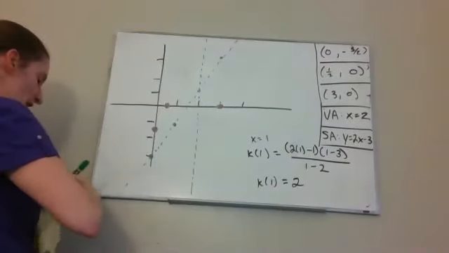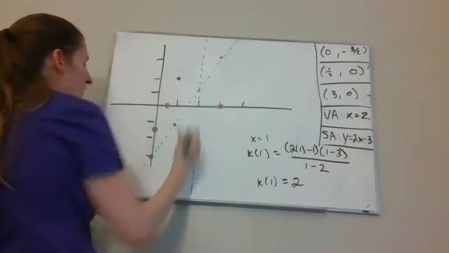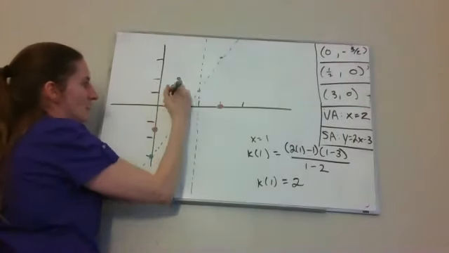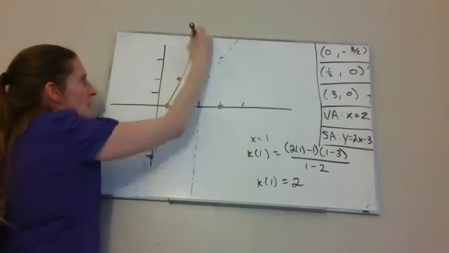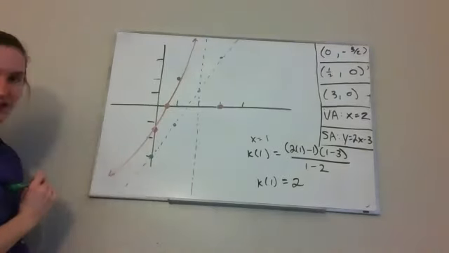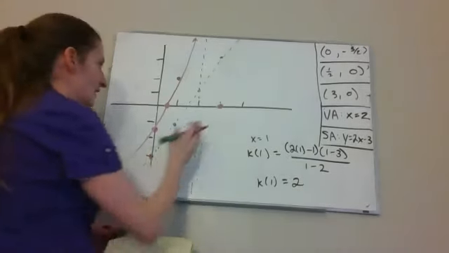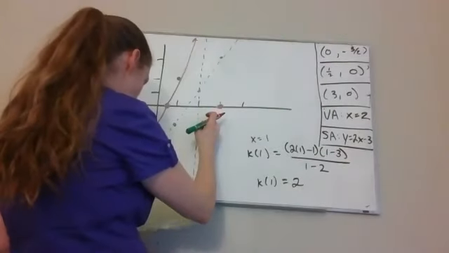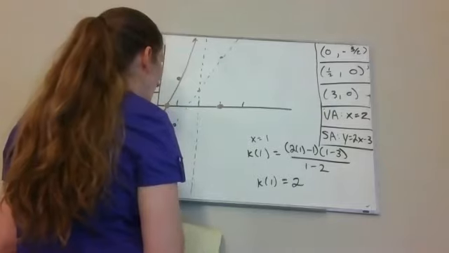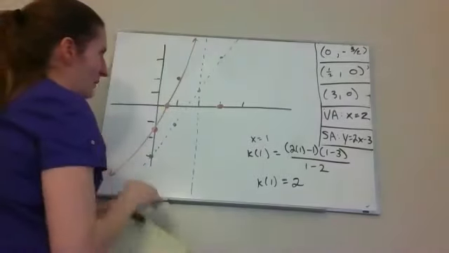So I have a point at 1, 2, and I want to connect this so that it curves up to the vertical asymptote and curves matching this diagonal line. Similarly, on this side, let me choose something. I'll do x equals 3 and also x equals, I guess, 2.5, just to get a little bit better of a shape.